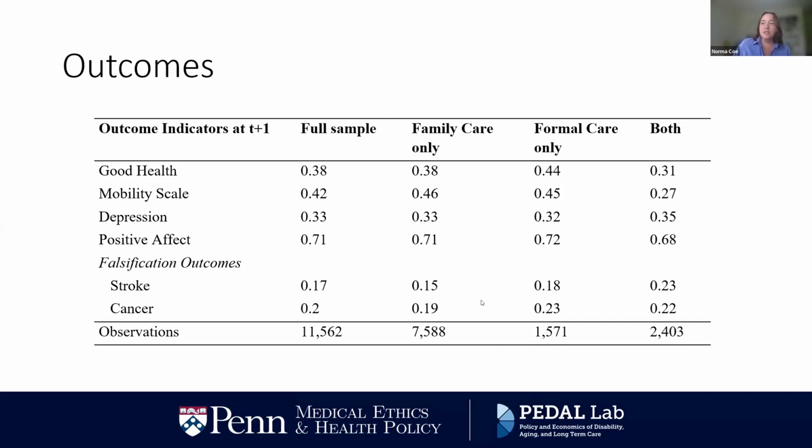As far as outcomes, they're relatively flat between the different types of care. I think probably the biggest one is mobility. Again, as expected, people who have low mobility are more likely to be receiving both types of care. Interestingly, I thought at least there's a correlation between good health and formal care only. Depression is pretty even, positive affect is pretty even.